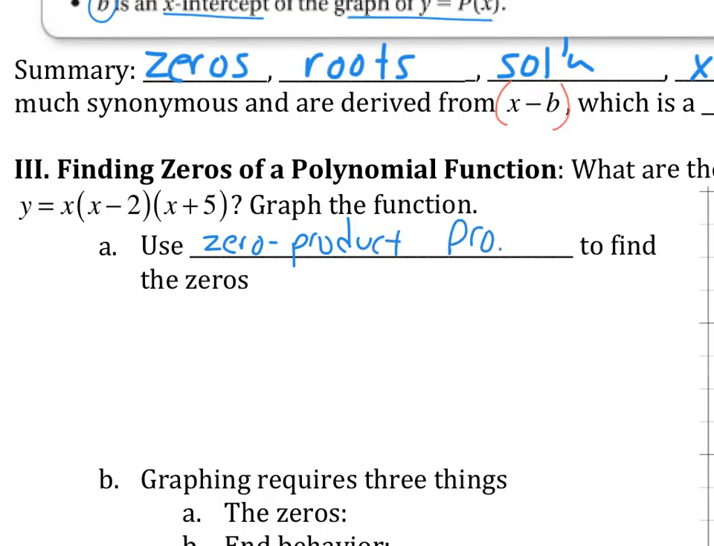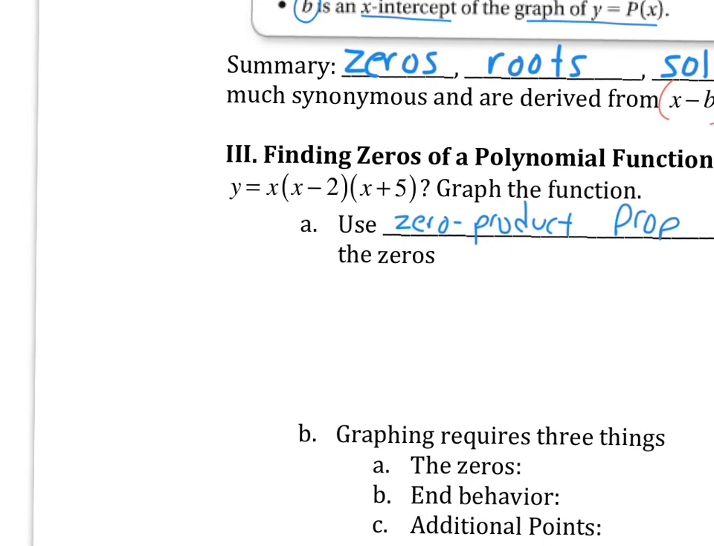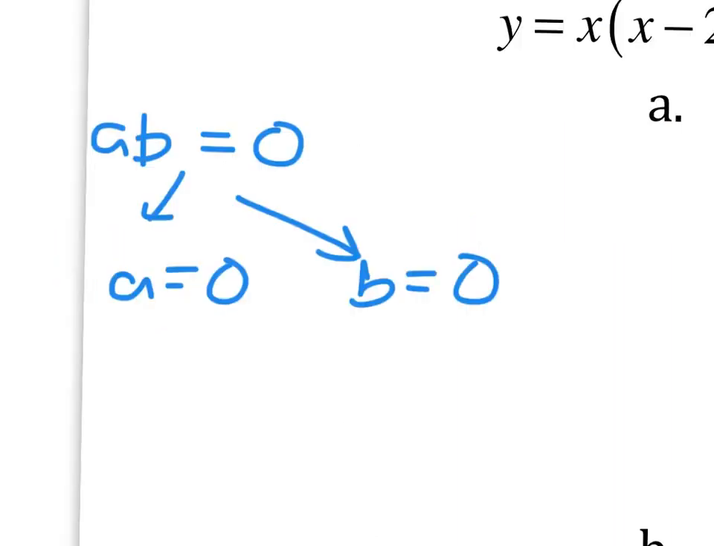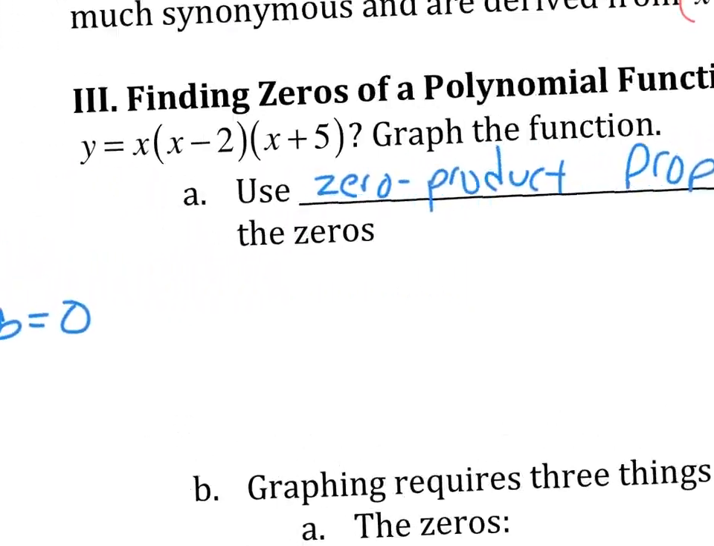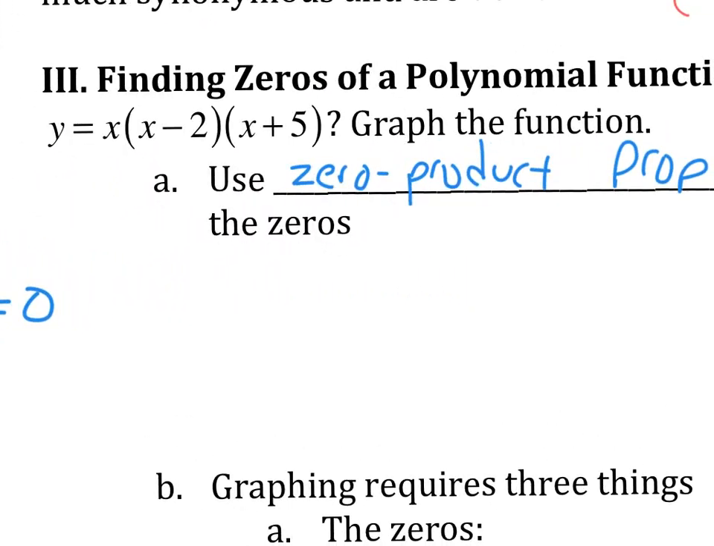Without words, I'm going to write it over here, and I want you with your partner to express it in words. So if a times b equals 0, then one of those has to be 0. The factors have to be, one of them has to be 0 at least. So how do I use it in this situation? Well, to find the zeros, I have to replace the y with a 0. So I'm just going to write it out. x times x minus 2 times x plus 5.